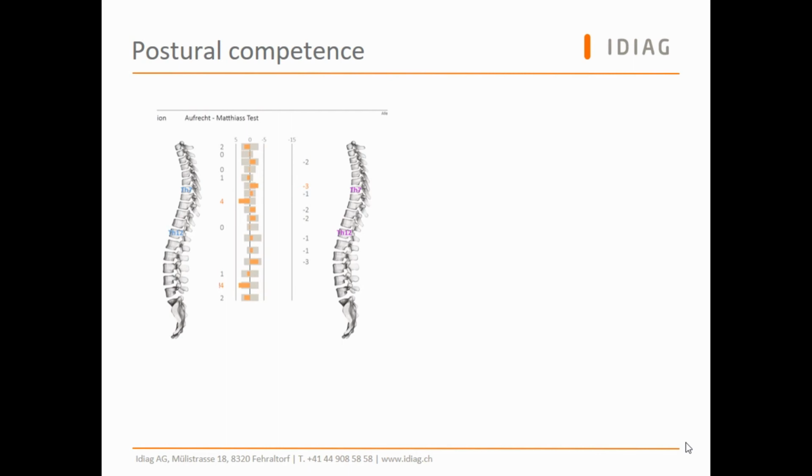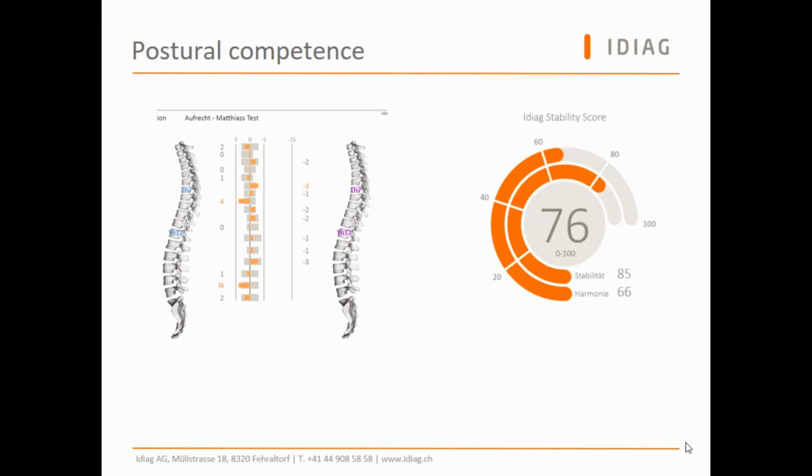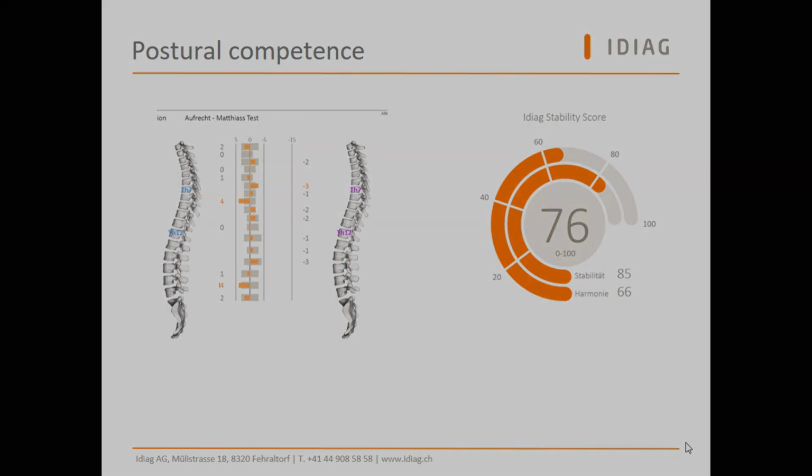A closer look at the postural competence of the spine reveals some minor deviations in some segments. Ideally, these deviations should be no more than -1 to 1 degree. Optimally, there should be no change in angles, with all angles at 0 degrees. This would lead to a score of 100 for stability.